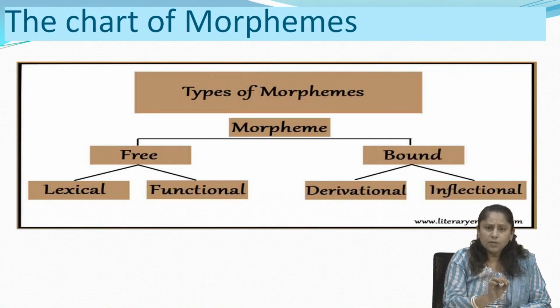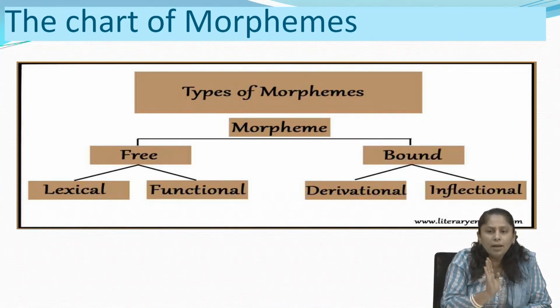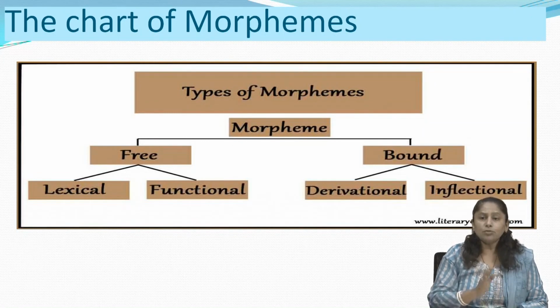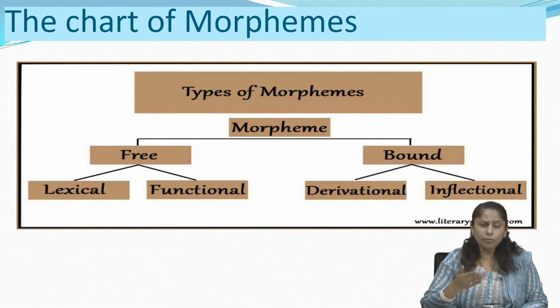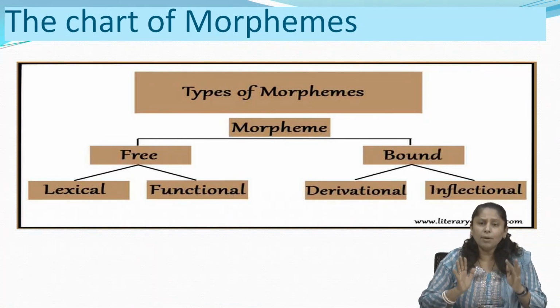Types of morphemes: free and bound. Now I think you are clear about free morpheme and bound morpheme because we had already learned the examples. First we learned the examples and then we switched to the chart. Why? Because you must be clear about the examples.